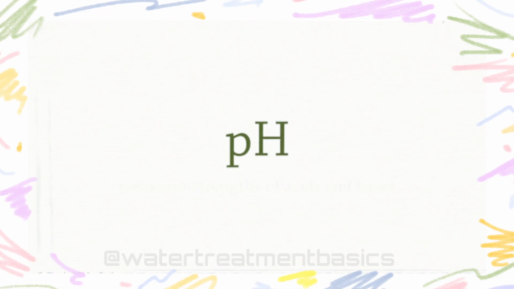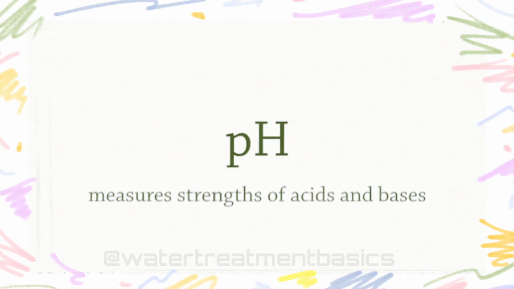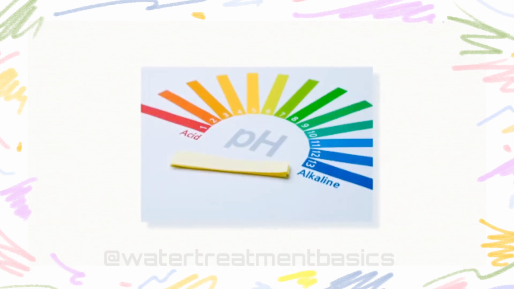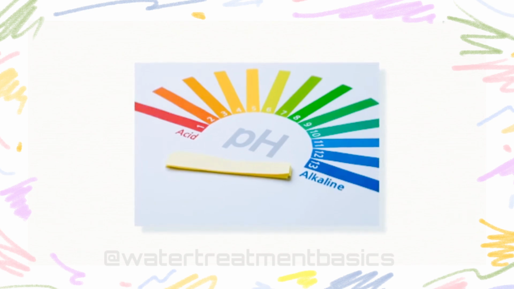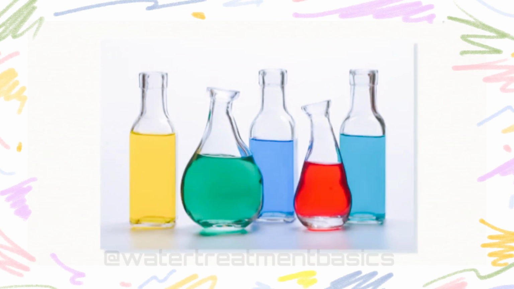pH is a way to measure the strengths of acids and bases. In the lab, you might use pH paper to quickly tell whether a solution is acidic or basic, based on a color change. But what does it mean to be an acid or a base? Here are two of the most useful definitions.